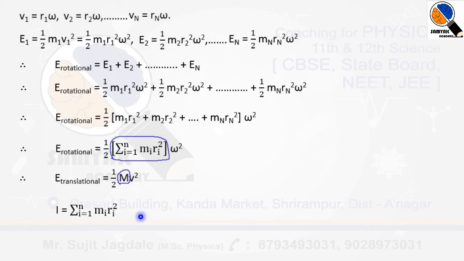So by putting this value in the above equation, we get E rotational is equal to 1/2 I ω², where I is the moment of inertia. If you compare this equation with E translational, the two equations are analogous to each other. So m is replaced by I, and v² is analogous to ω². Now by using that formula we can define the moment of inertia.